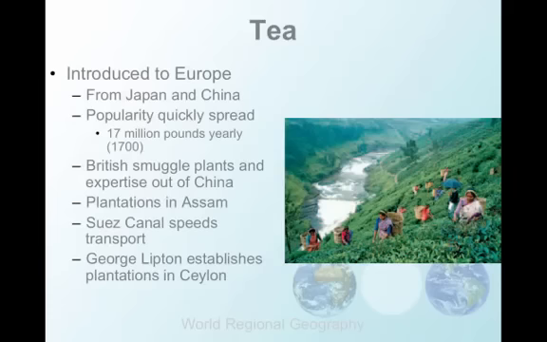And it's interesting in that the British actually smuggled tea plants and also expertise out of China, because how to grow tea and then how to process tea was a closely guarded secret. So plantations were developed in the South Asia region, in the sub-region which is called Assam, and the building of the Suez Canal, which connects the Red Sea to the Mediterranean Sea via Egypt. Its building actually sped up the transportation of tea from India to Europe and primarily Britain.